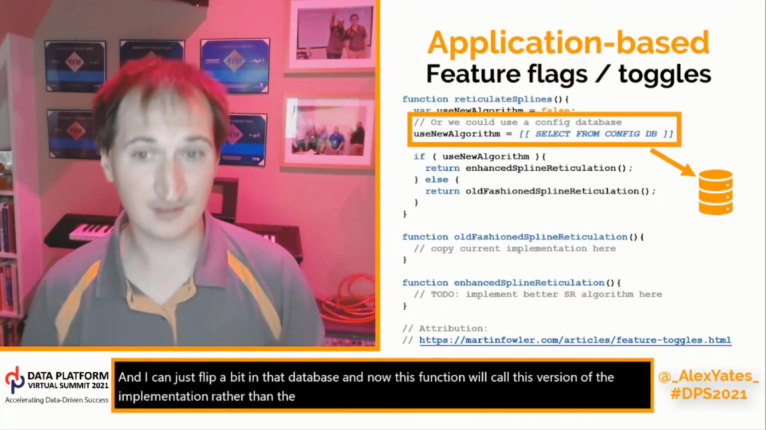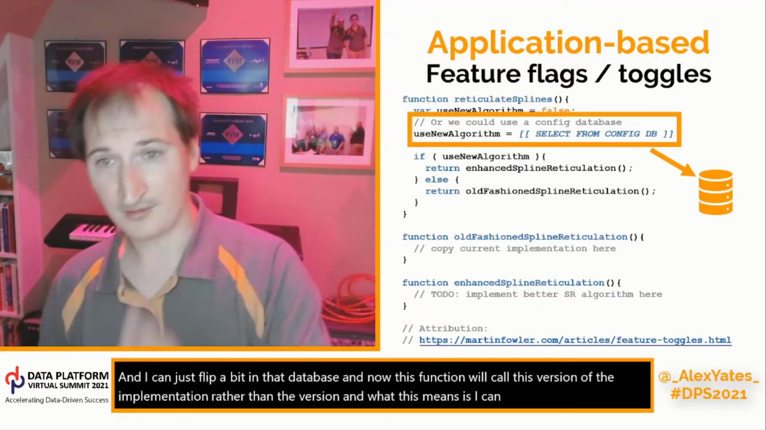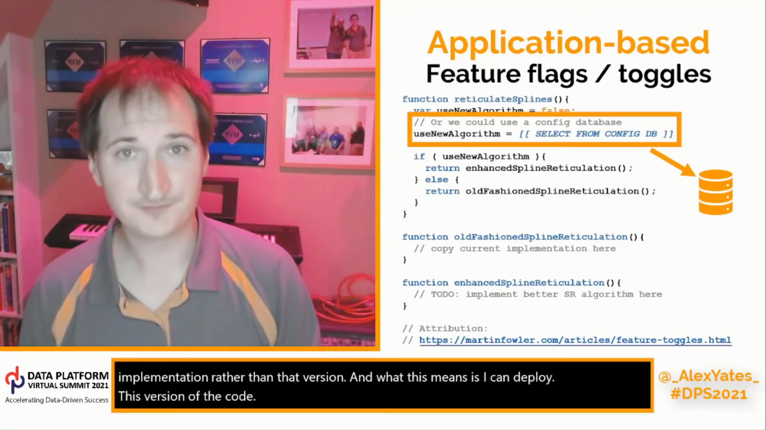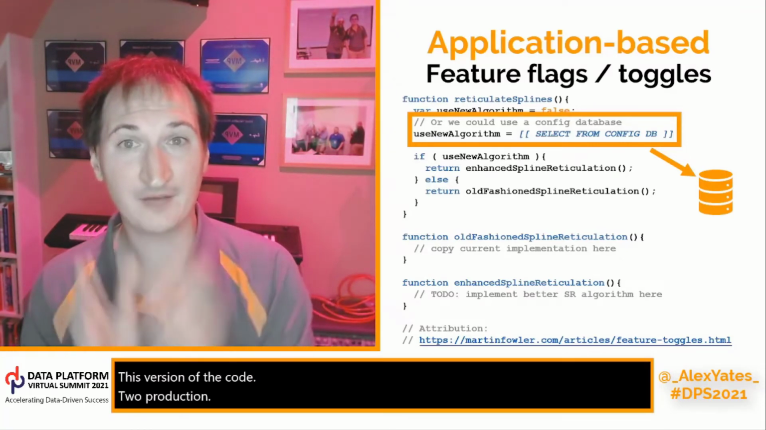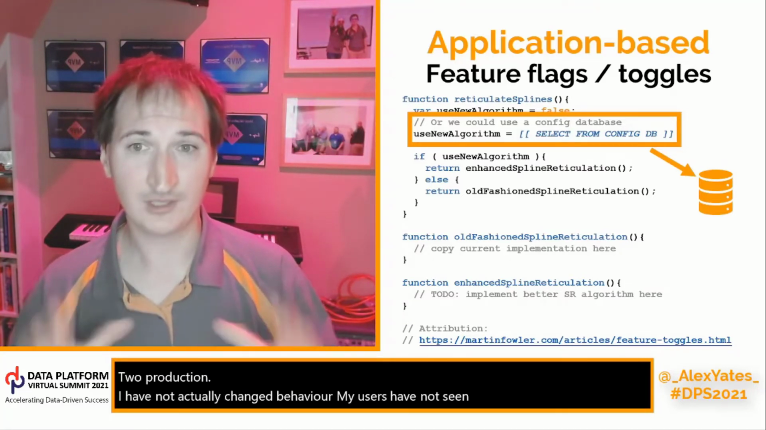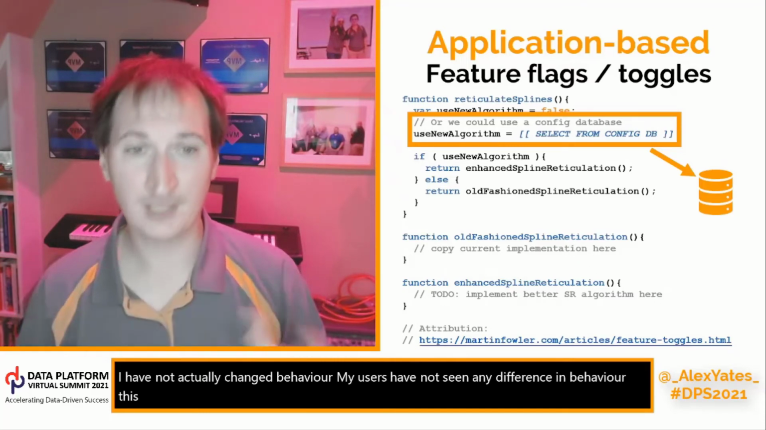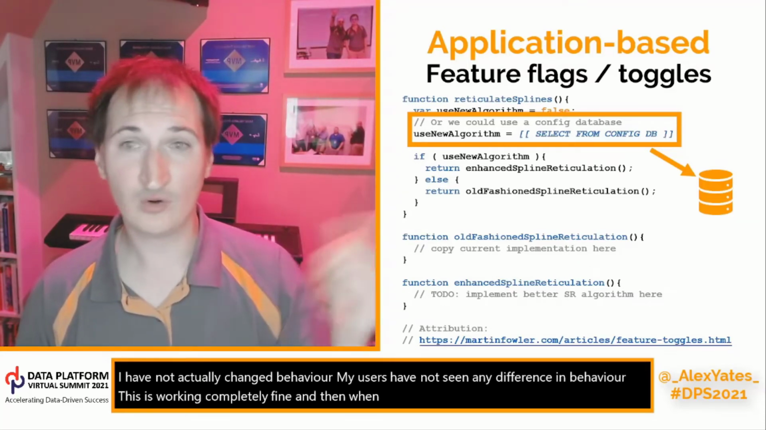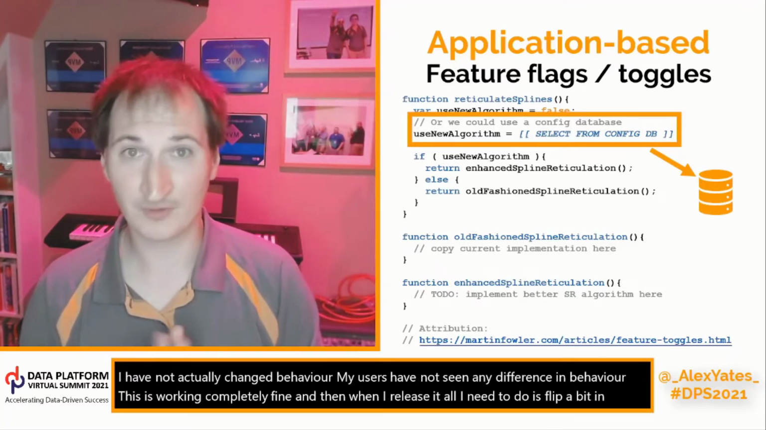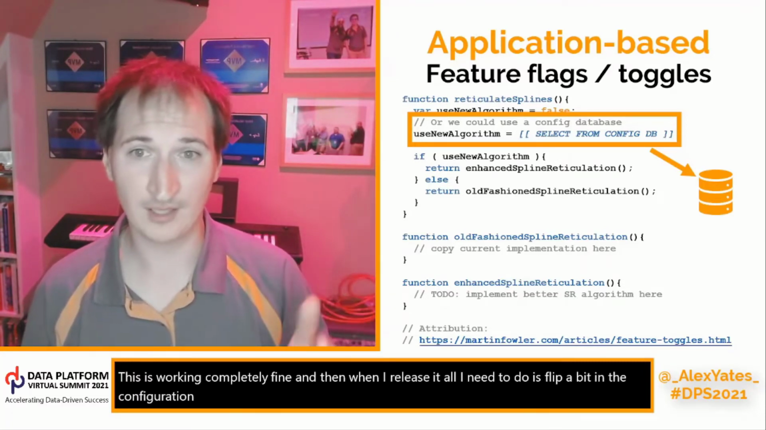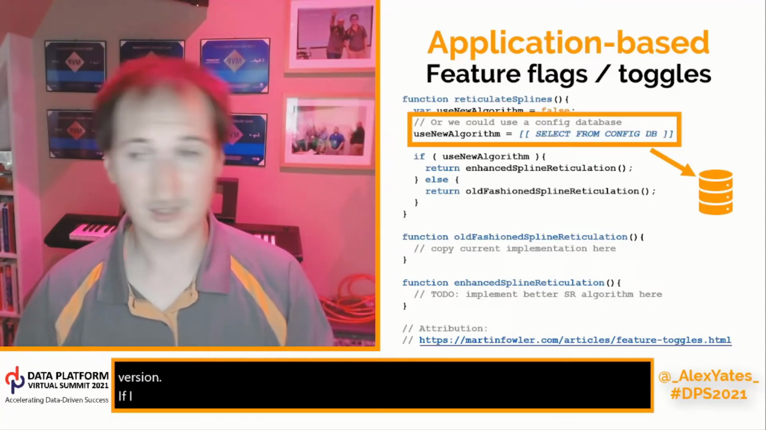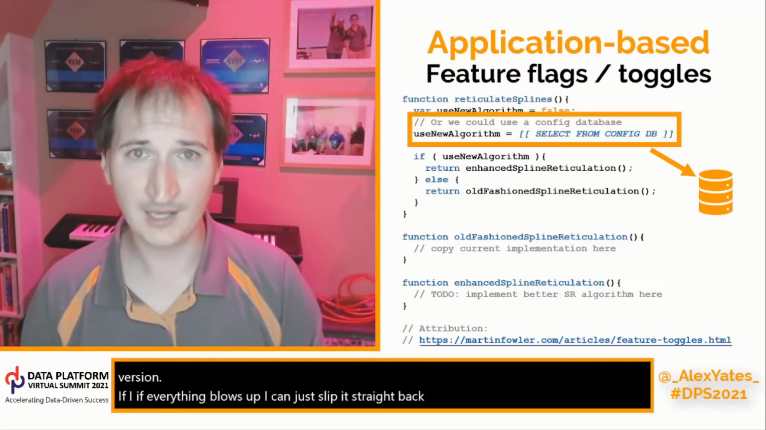And what this means is I can deploy this version of the code to production, and I've not actually changed the behavior. My users have not seen any difference in behavior. This is working completely fine. And then when I release it, all I need to do is flip a bit in the configuration database, change a 0 to a 1 somewhere, and I'm using the new version. If everything blows up, I can just flip it straight back again.